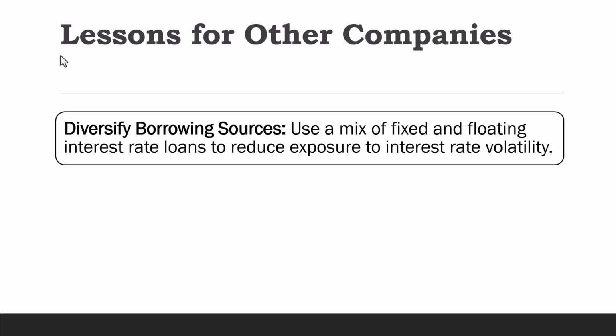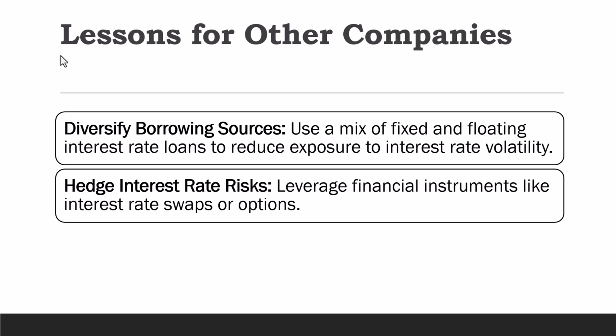So, lessons for other companies: diversify borrowing sources, use a mix of fixed and floating interest rate loans to reduce the exposure to interest rate volatility. That means if a company is going for loans, they should have both fixed as well as floating. Okay, and there are other derivatives which can help them protect against such changes in interest rates. Hedge interest rate risk. Leverage financial instruments like interest rate swaps or options. So this is what we are going to study mainly today, and there is going to be a question on interest rate swaps and options in your exam.